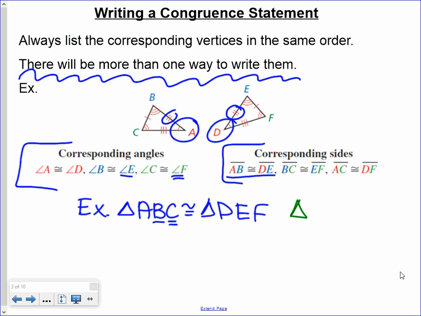Let's just say in the first triangle I start somewhere different, like I start with B, and I say BCA. I'm just making that up, it doesn't have to go in a certain order. If I'm going to go in that order, then on my other triangle, B is supposed to match up with E, so I need to start with E. C is supposed to match up with F, so I'd go to F next. And A is supposed to match up with D, so I would end with D. So again, the order of the letters doesn't matter. What matters is, are you matching up the correct letters?